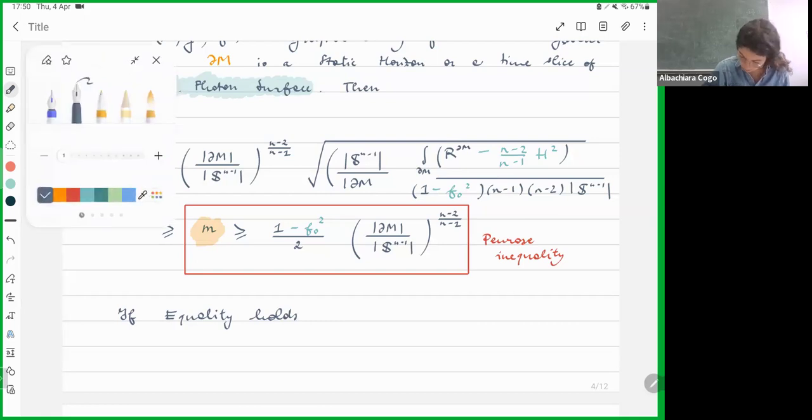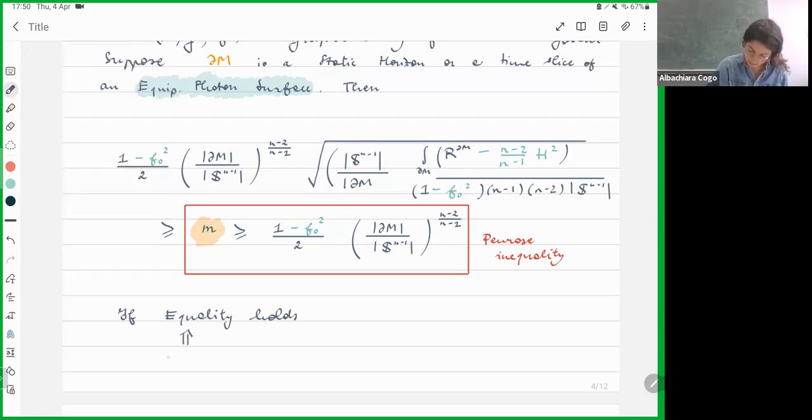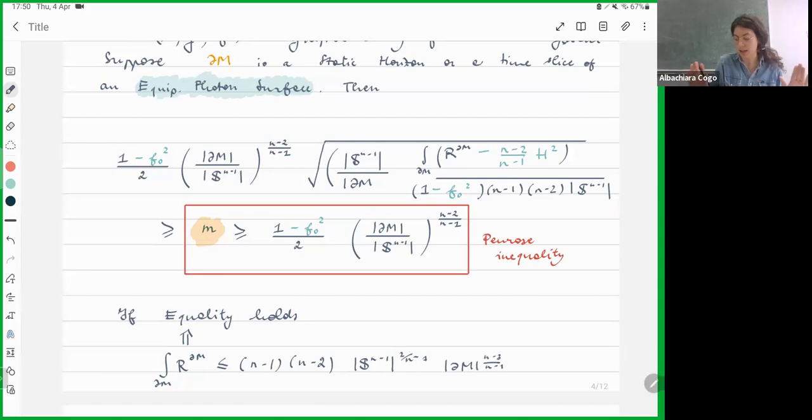So now I'm saying, if equality holds here, in particular, this is implied if I have an upper bound on the integral of the scalar curvature, then I have that equality holds on both sides. In 3 dimensions this corresponds to Gauss-Bonnet. In higher dimension we don't have Gauss-Bonnet, so this has to be assumed. But equality holds if and only if we have the Schwarzschild spacetime, or rotational symmetry equivalently.